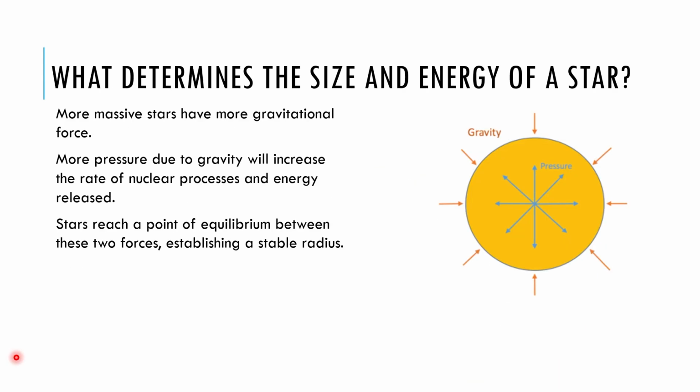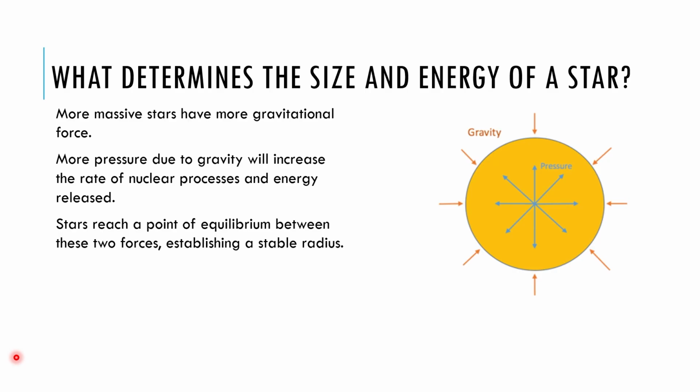So I've been talking quite broadly about how stars have different sizes and release different amounts of energy and relating it to the HR diagram. But I also want to have a look at the factors and the variables which dictate the size and energy of the star.